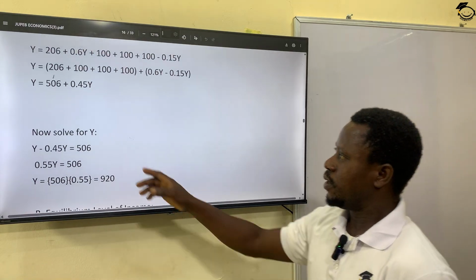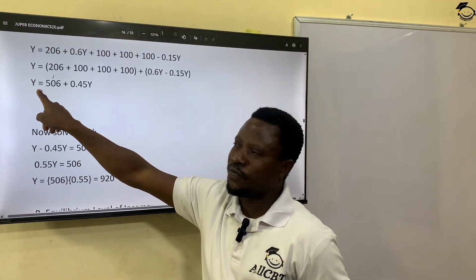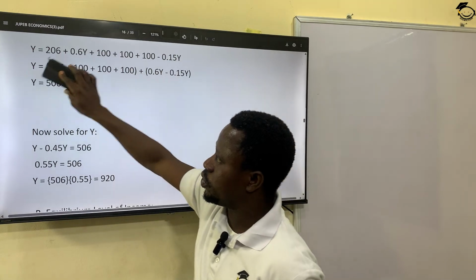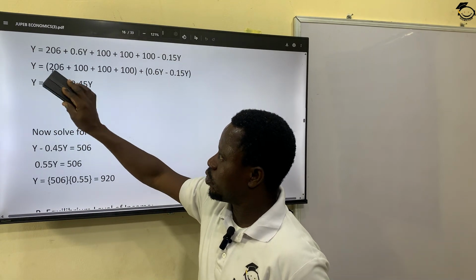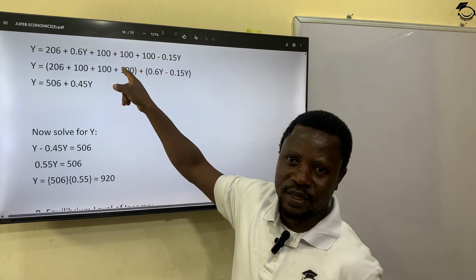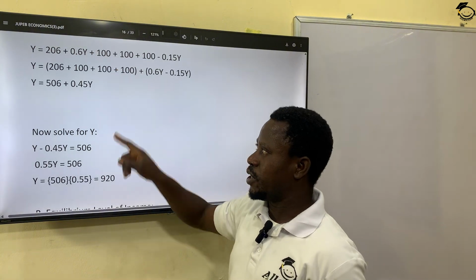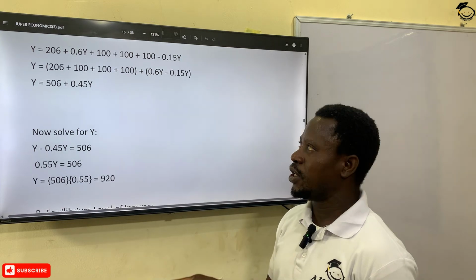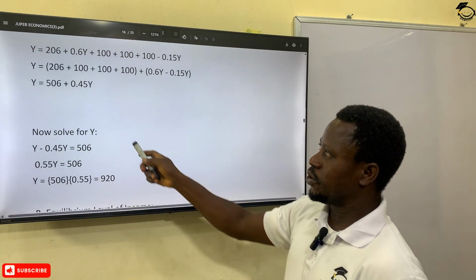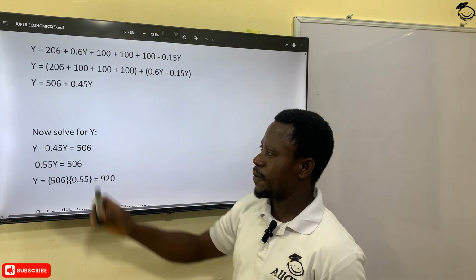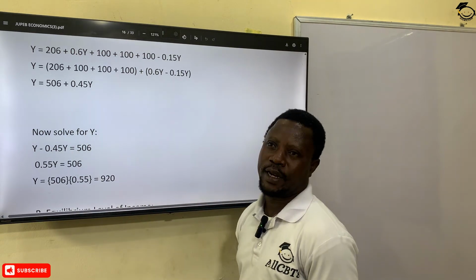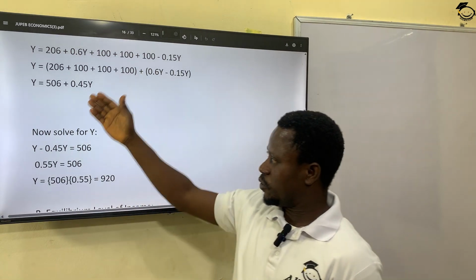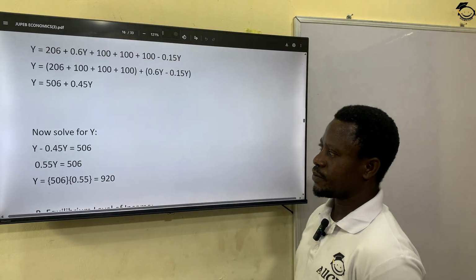Are you with me? Now we are solving for y. We are looking for y now using this new equation we derived. We were able to achieve this equation from the general equation given to us, that's y equals c plus I plus g plus export minus import. So we were able to arrive at this point from there. Now we need to solve for y. How do we solve for y? We just bring it down.